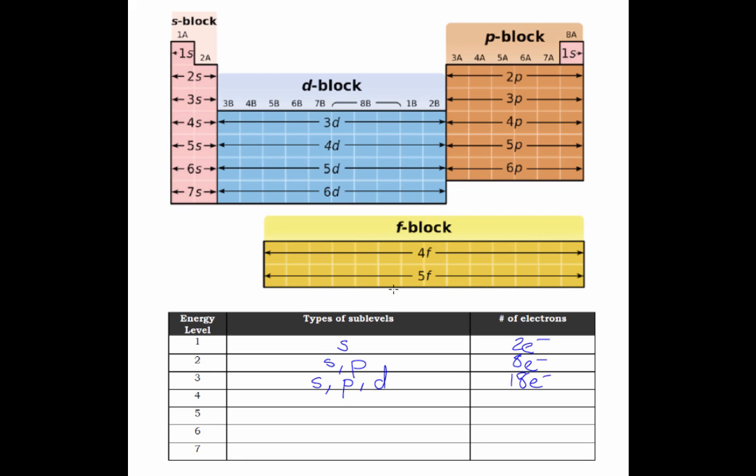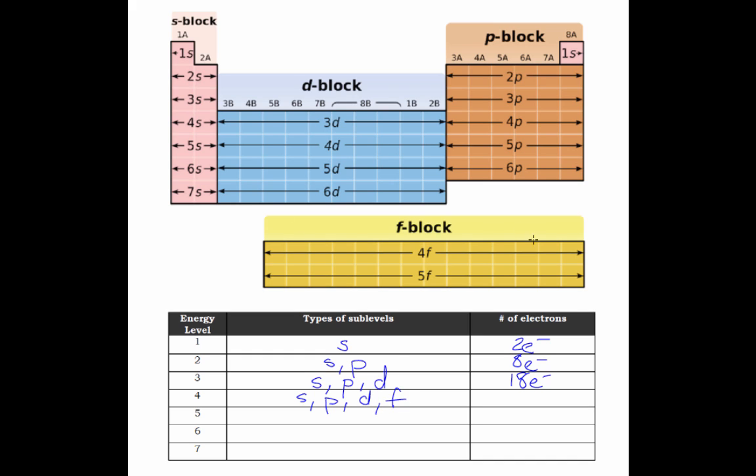electrons. The fourth energy level has 4s, 4p, 4d, and 4f. And on your long form periodic table, you can see that this f block is really wedged in right in here. So there's s, p, d, and f.